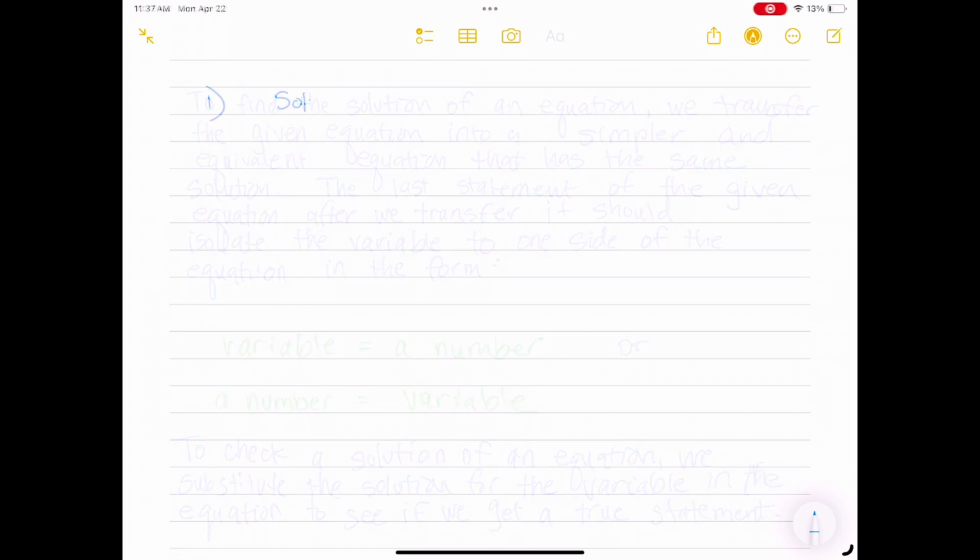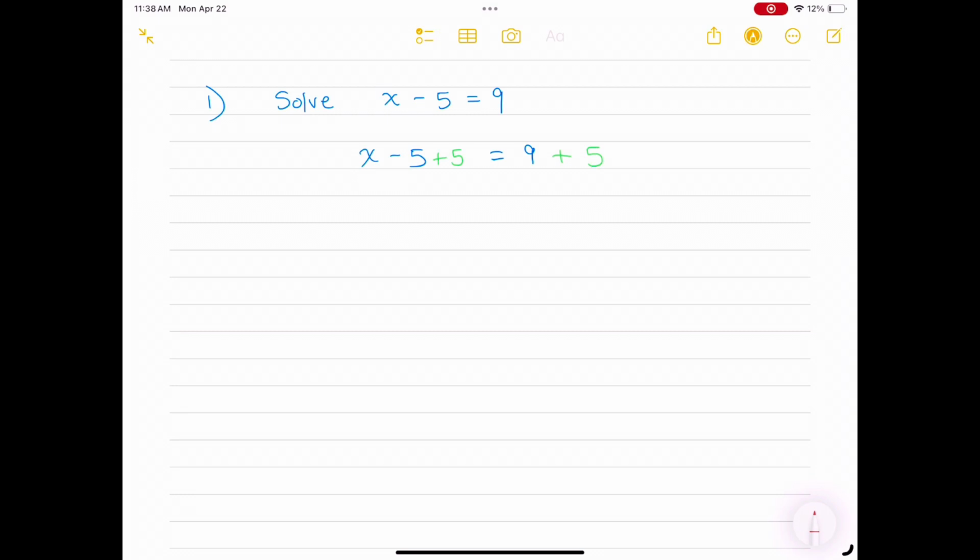Example number 1. Solve x minus 5 equals 9. To solve this equation, we need to isolate x on one side of the equation. So we will add 5 to the left-hand side, and whatever we do to the left-hand side of the equation, we must also do to the right-hand side to keep the equation balanced. On the left-hand side, minus 5 plus 5 equals 0. So now we have x plus 0 on the left-hand side, and on the right-hand side we have 9 plus 5 equals 14. So we have x equals 14.